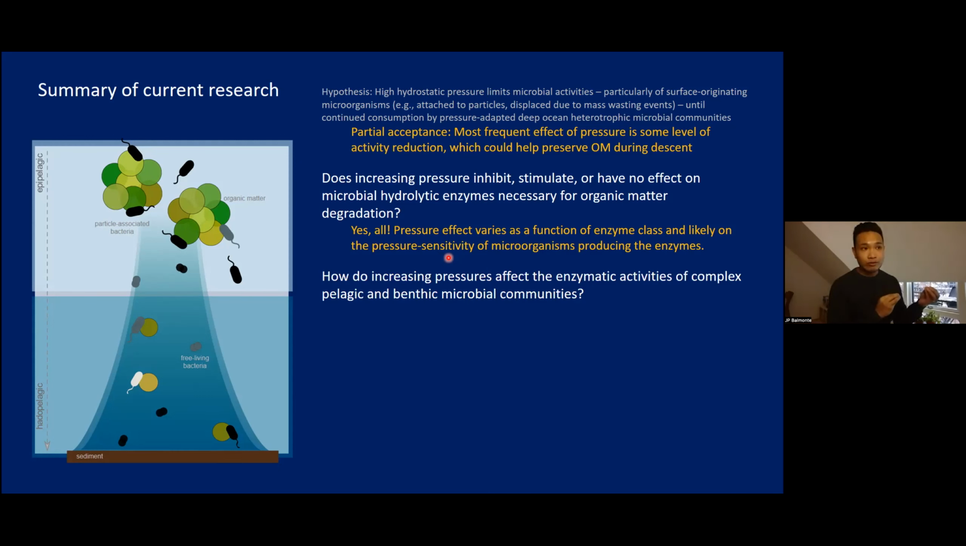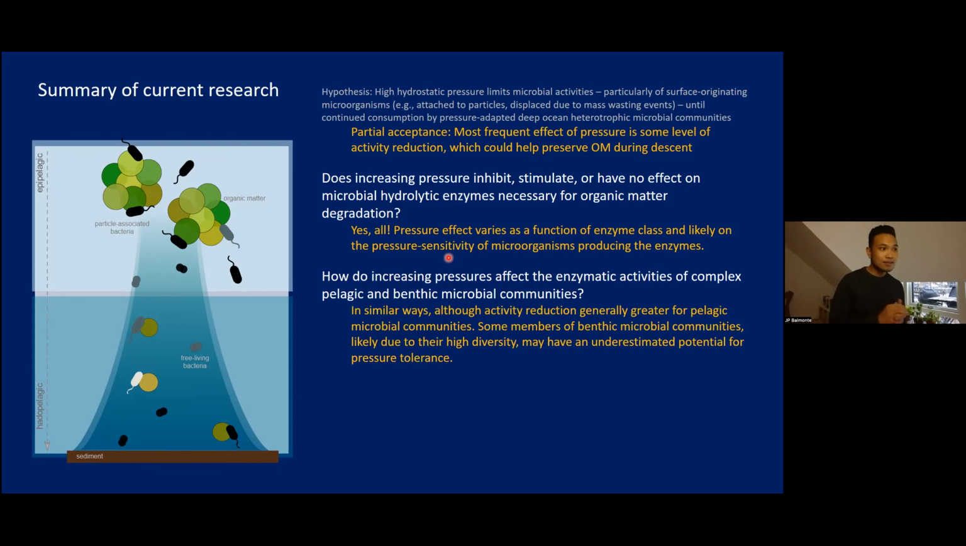How do the pressure effects compare for water column versus sediment microbial communities? It seems like they're similar, but the activity reduction is greater for pelagic microbial communities. And some members of benthic microbial communities, probably due to their high diversity, may have an underestimated potential for pressure tolerance, which to me is fairly new.